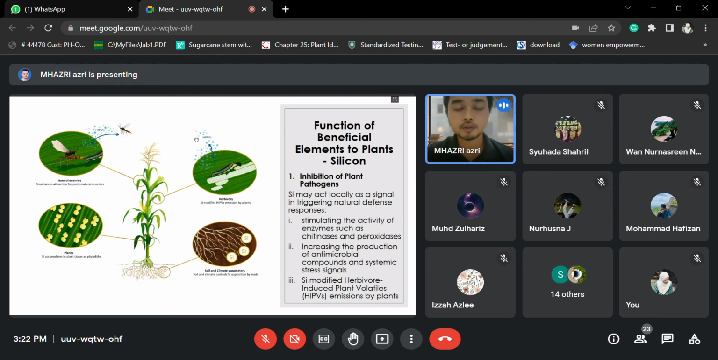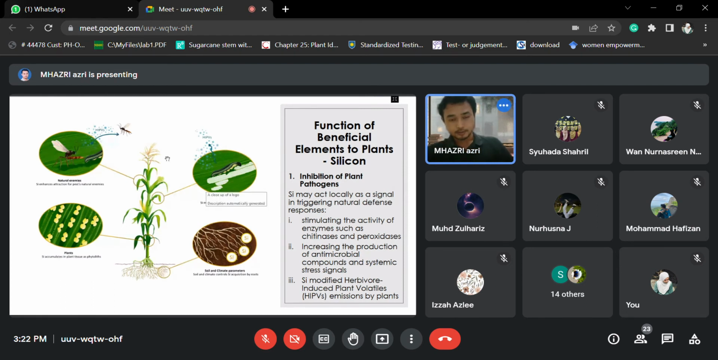Okay. So apa fungsi HIPV ni ataupun herbivore induced plant volatiles ni? This HIPV dia adalah volatile compound, dia akan release to atmosphere, to our air. So it will attract the enemy ataupun insect lain yang prey on this larvae. Okay, so insect ni dia akan detect where the larva presents based on the HIPV released by the plants.